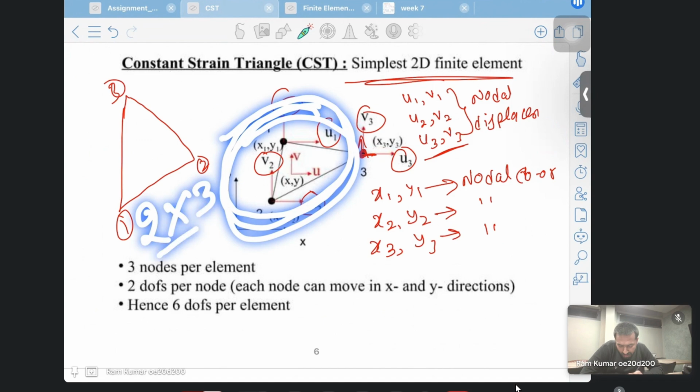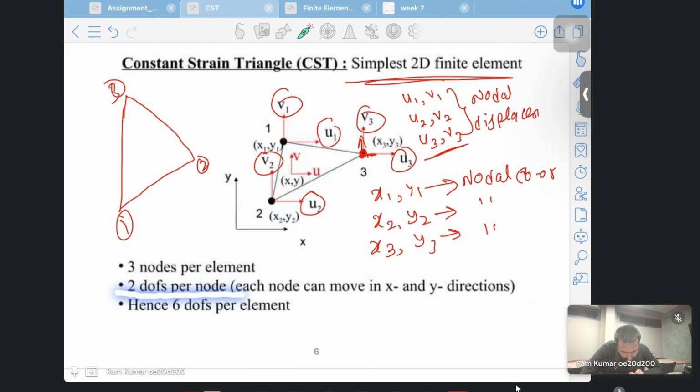So 2 into 3. This will be our total stiffness matrix size. Stiffness, mass, damping, all these things will be 6 by 6. So 3 nodes per element, and each node has 2 degrees of freedom. So in total, there will be 6 degrees of freedom per element.